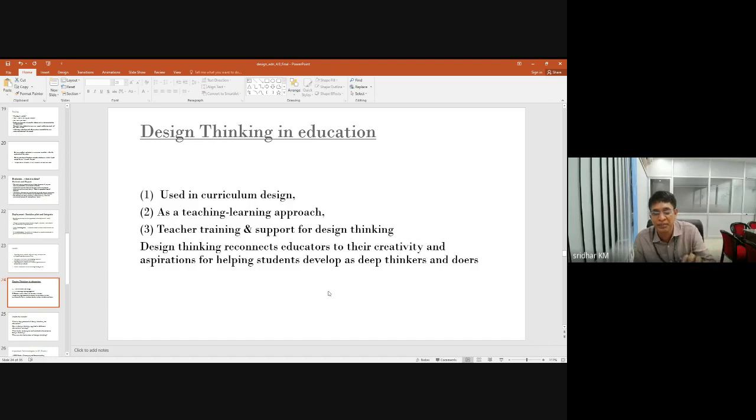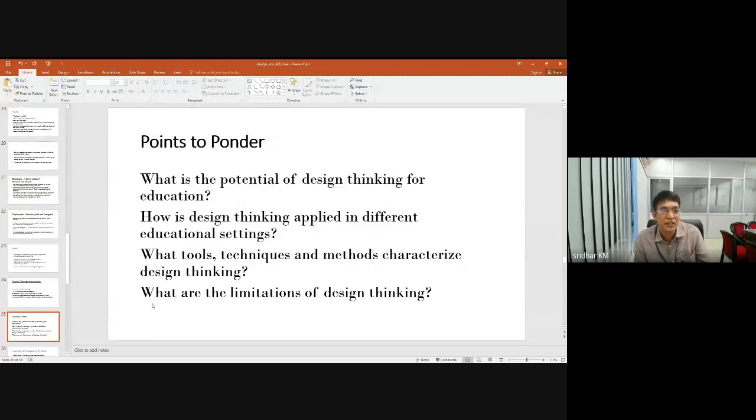This is what is going to happen in the next week, probably, if I see the whole content of this particular program. It also reconnects educators to their creativity and aspirations of helping students develop as deep thinkers and doers. So what are the points we have to ponder? What is the potential of design thinking for education? How do you feel? What is the feeling of the participant? Does it have potential for education? Does it have the potential for improving education?